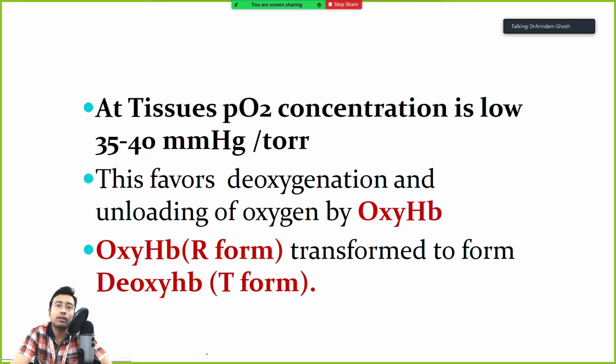So what happens when the concentration of oxygen is low? At the tissues, the partial pressure of oxygen is 40 millimeter of mercury, and the concentration of oxygen is 35 to 40 millimeter of mercury per torr.